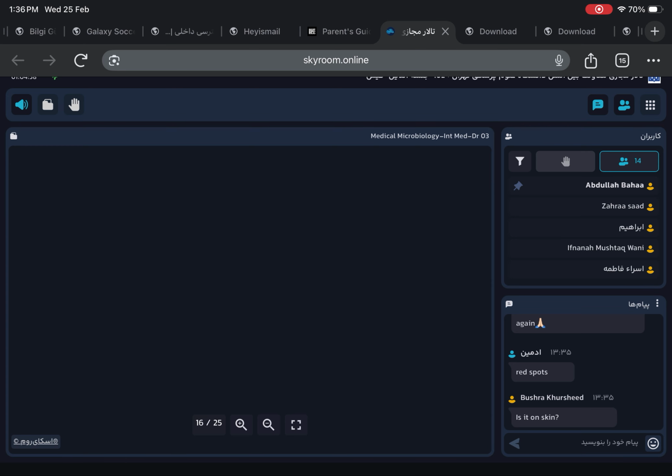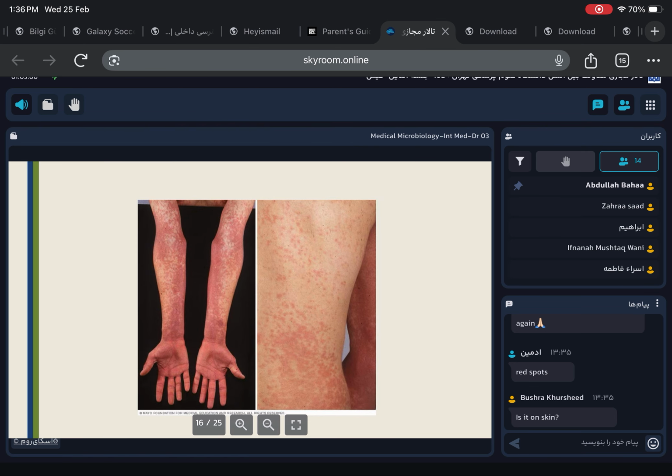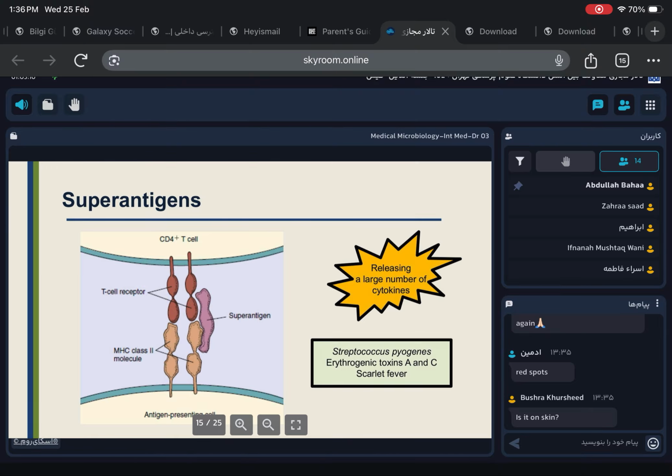This is how scarlet fever looks. The patient develops red spots on their skin, and this is called scarlet fever. The reason for scarlet fever is Streptococcus pyogenes, which produces two superantigens, erythrogenic toxins A and C.